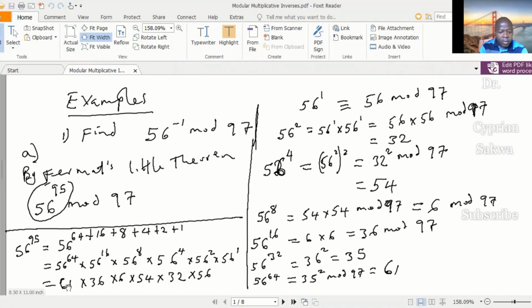So you multiply these with your calculator and see what you get. Let me just clear some space here so that we can use it, because we already used this, we don't require it.